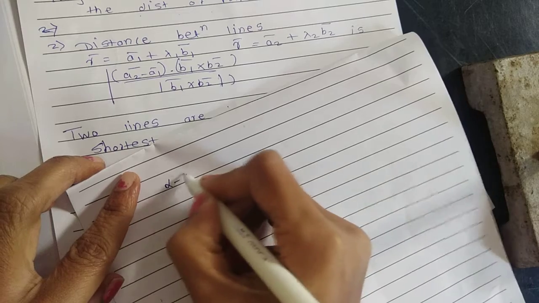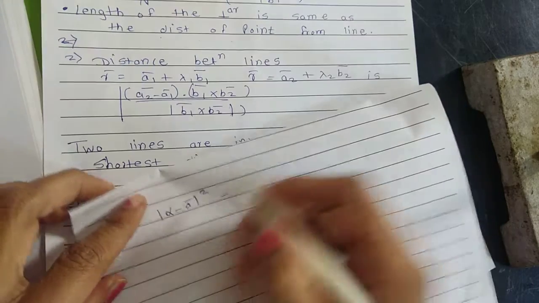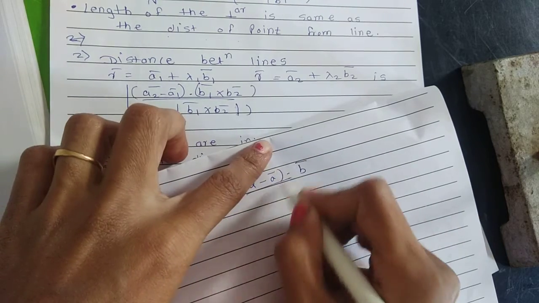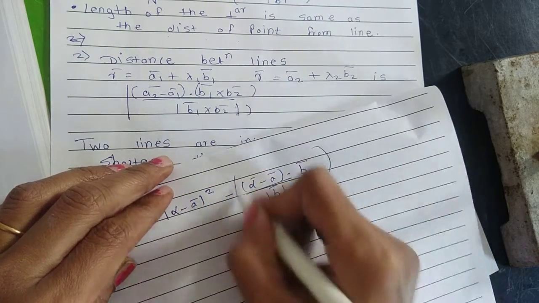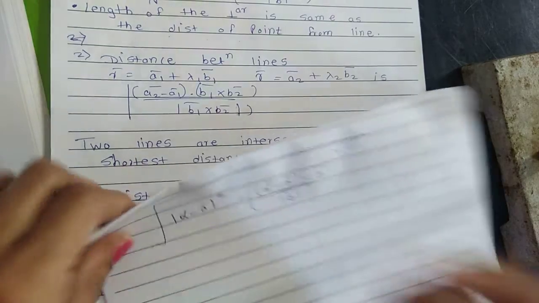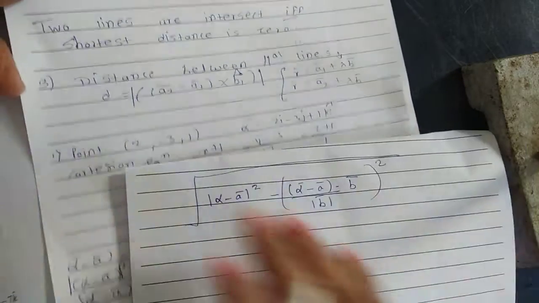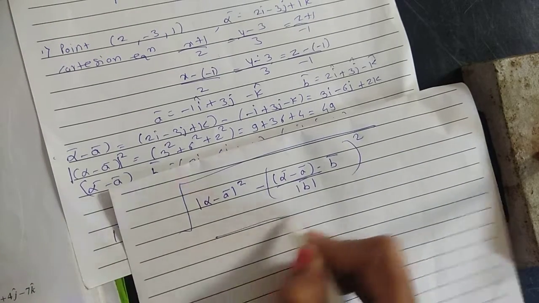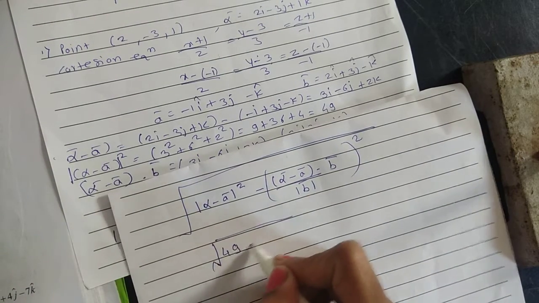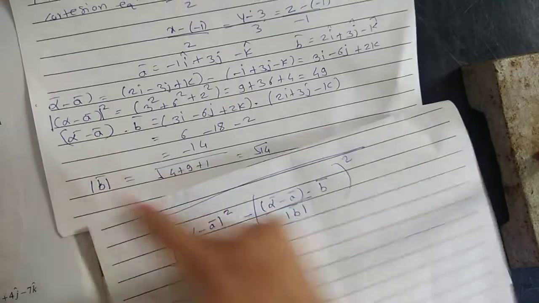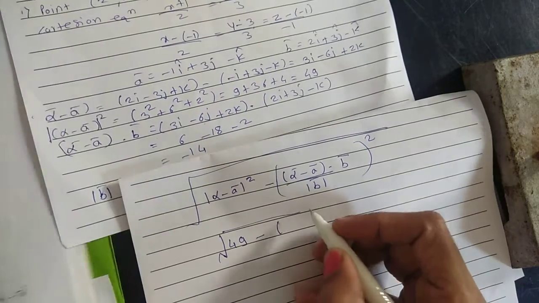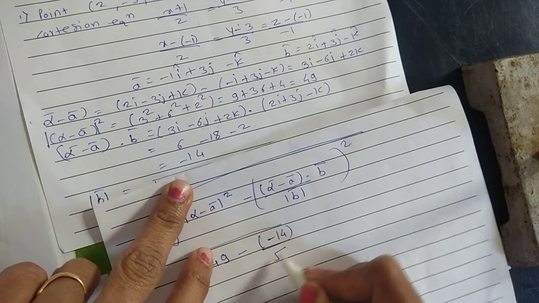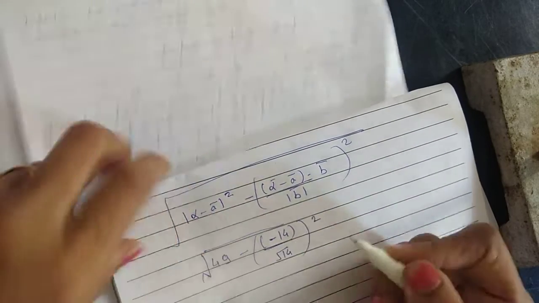The formula is under root of |alpha bar minus a bar| squared minus ((alpha bar minus a bar) dot b bar) squared upon |b bar| squared. Okay, so what is the value of |alpha bar minus a bar| squared? It is equal to 49. So under root 49 minus, what is the value of the dot product? The dot product is minus 14.